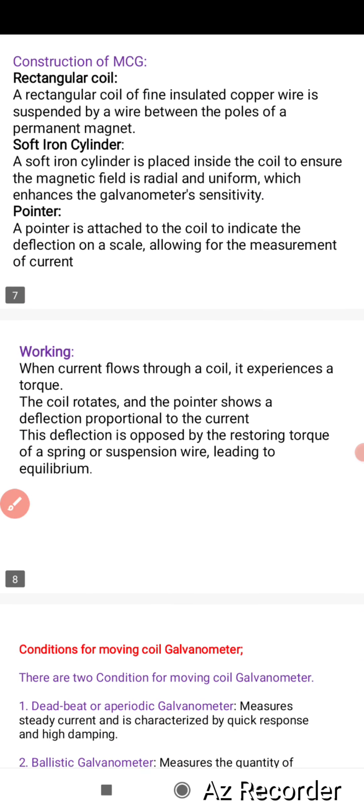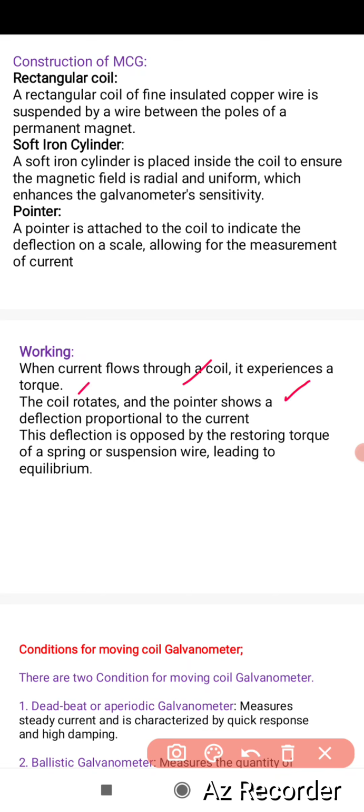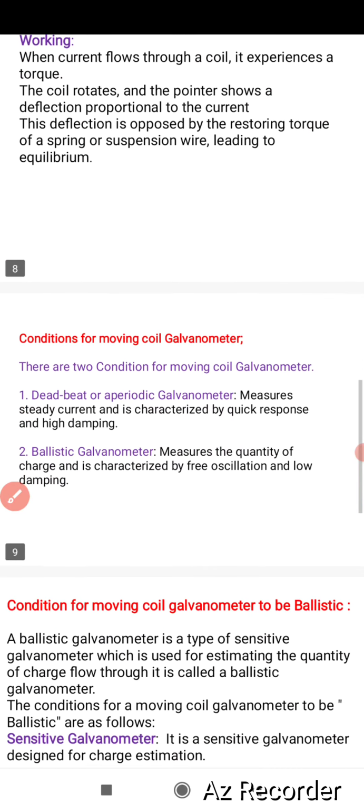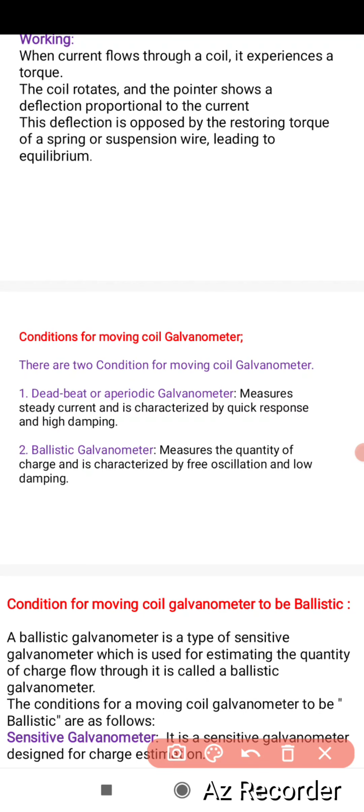Now we can see some points. When current flows through the coil, it experiences a torque. The coil rotates, and a pointer shows the deflection proportional to the current. By varying the current, deflection will be seen in the simulation. This deflection is opposed by a restoring torque of the spring suspension wire, leading to an equilibrium condition. Now we see the conditions of the moving coil galvanometer.